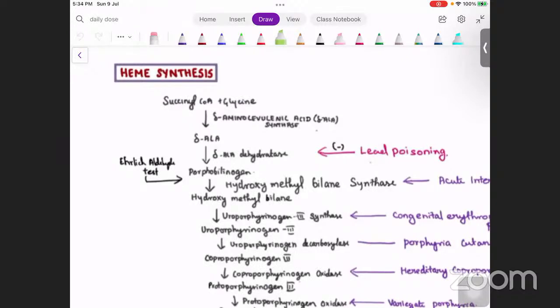Speaking about heme synthesis, we start with succinyl-CoA and glycine. Succinyl-CoA combines with glycine and converts into delta ALA, mediated by delta ALA synthase.